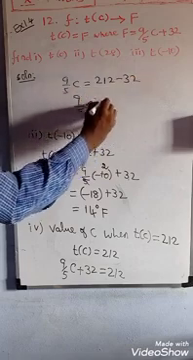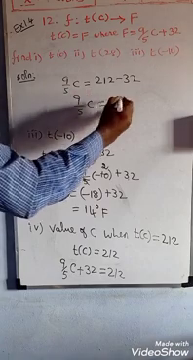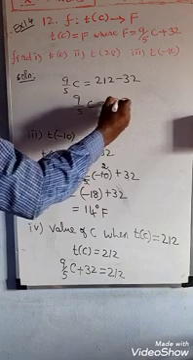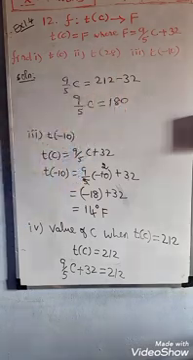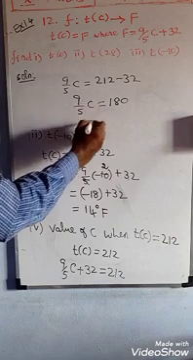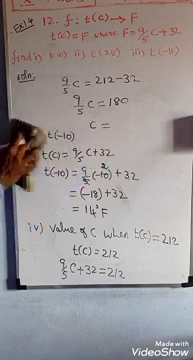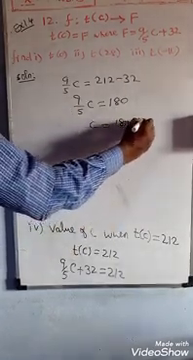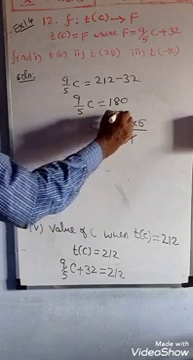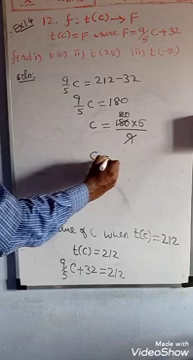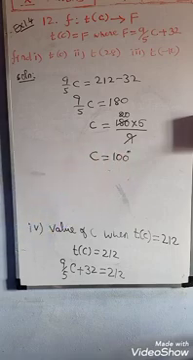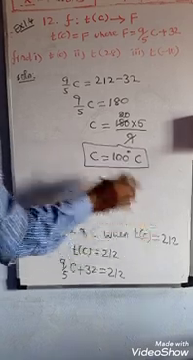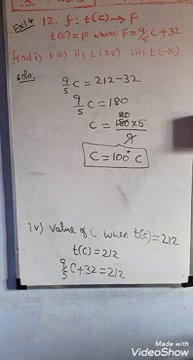Now 9 by 5 C equals the subtraction: 2 minus 2 is 0. Taking borrow, 11 minus 3 is 8. Here 1 will be there. 180. Now C only you want. C is equal to 180 times the reciprocal of 9 by 5, so 5 by 9. Now 9 into 180 we can cancel, it means 20. So 20 into 5, you multiply, 100 degree. 100 degree Celsius. When T of C value is 212, C is 100 degree Celsius.